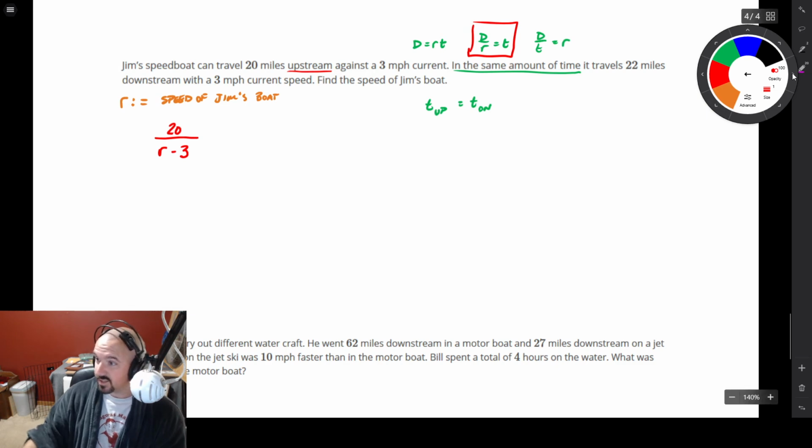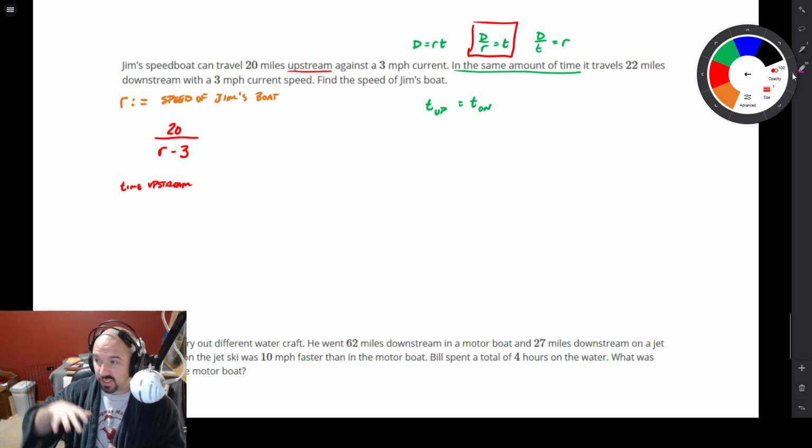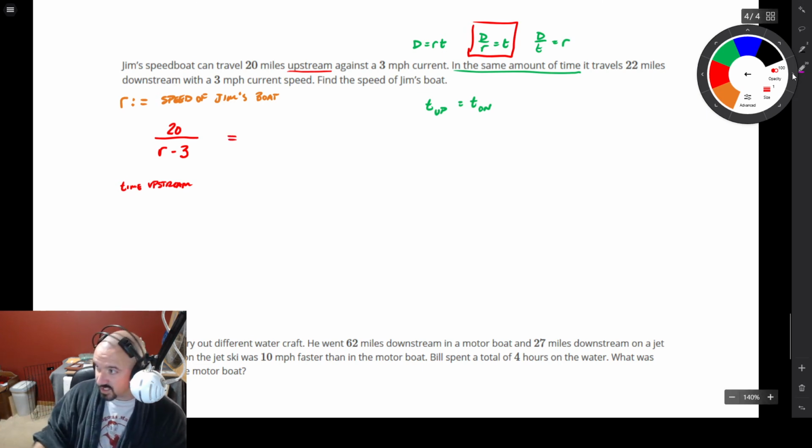This represents the time. So this is the time upstream. That's what that entire term is doing. 20 over R minus 3 is all measuring the amount of time he's spending going upstream. That has to equal, because it says in the same amount of time, that has to equal the amount of time he spends going downstream. Well, he can go 22 miles downstream. How fast is he going, though?